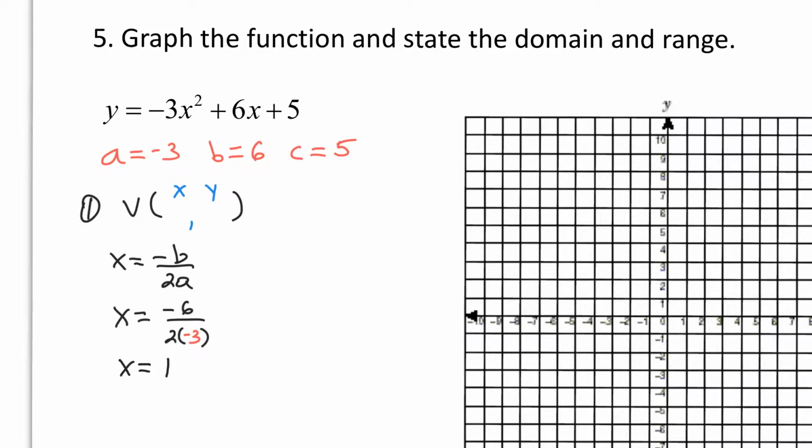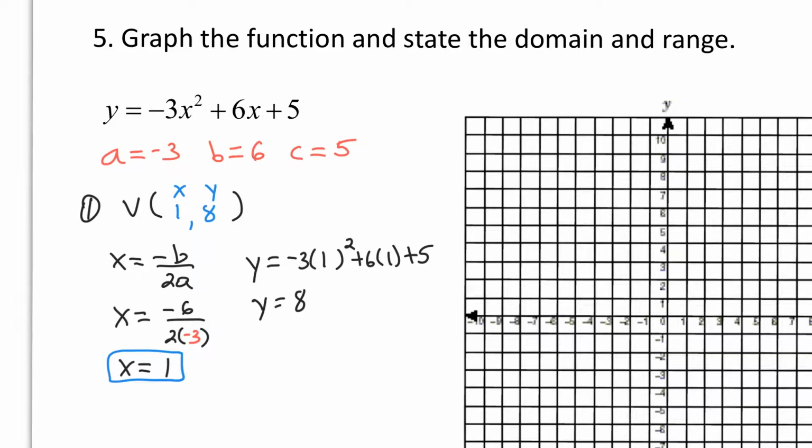1. Okay, so now we're going to take this value, x equals 1, into the x in your function up here. So I'm going to substitute. I'm going to put y equals negative 3 times 1 squared, I substitute that 1, plus 6 times 1 plus 5. So I substitute the 1 into the function, and I simplify that function, and my answer is 8. All right, so my vertex is at 1, 8.